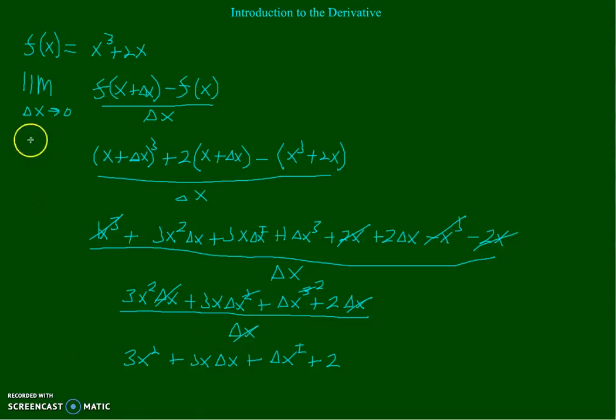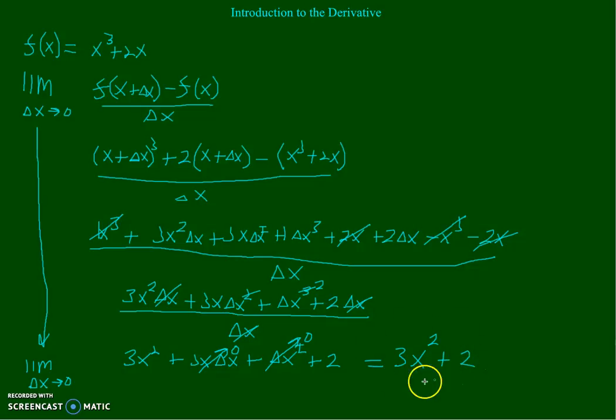So now here we're going to take our limit. So let's move this down. And the limit as delta x goes to 0 of this whole thing, this term goes to 0, this term goes to 0, and what we're left with is 3x squared plus 2. This function will generate the slope of the tangent line of this function at any x value on this function's domain.